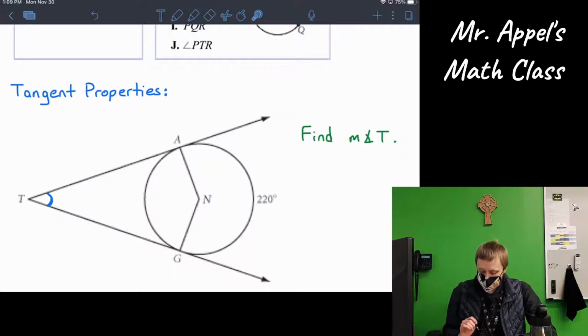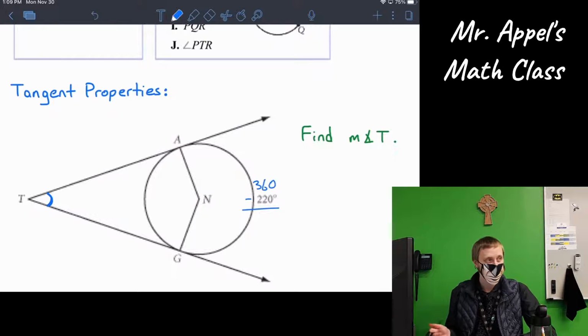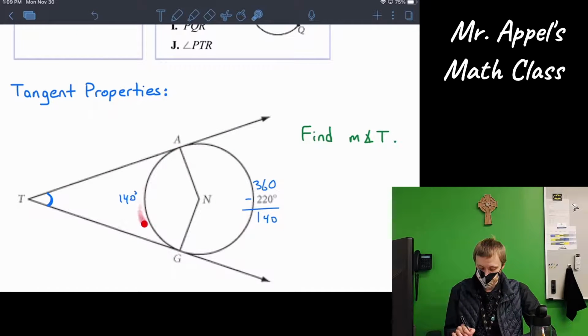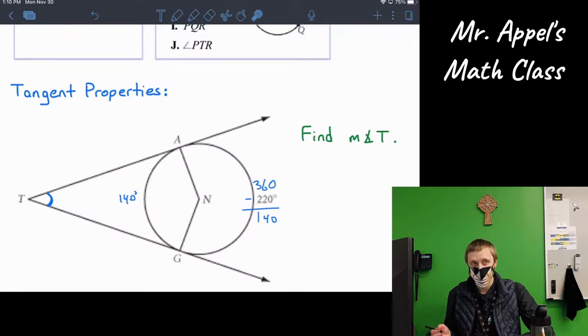So let's see what we can do here. We know that this arc is 220 degrees. We know that all the way around the circle is 360. So we could do a simple subtraction. We could get this minor arc right here, right? Just take 360 minus the 220. 0 minus 0 is 0, 6 minus 2 is 4, 3 minus 2 is 1, 140. Right? So that arc right there is 140 degrees.